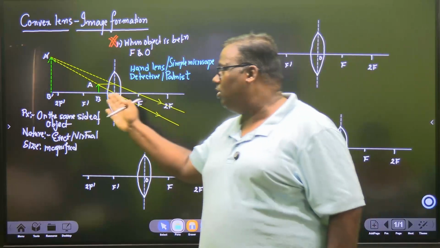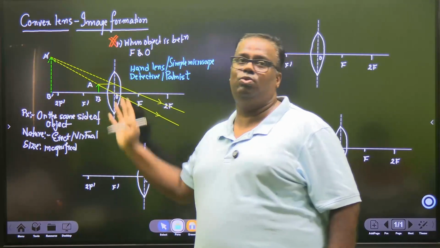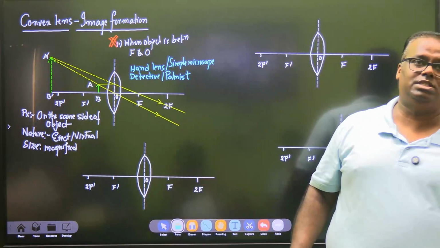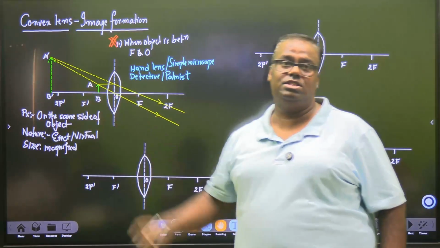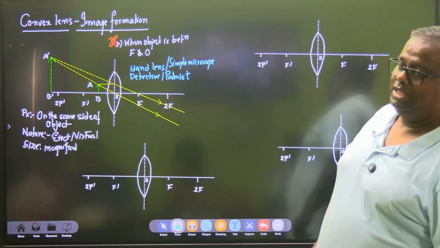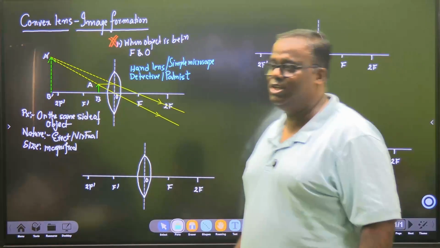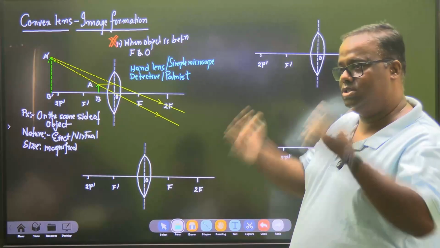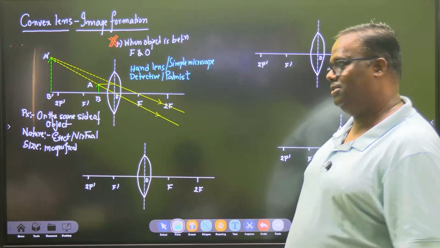Yeah, there is nothing called F dash, it is just to differentiate the focus. It's between focus and optical center. This is also focus, it's a lens, not a mirror. F dash is your convention to distinguish, but we say focus. There's a focus on this side, there's a focus on this side also.